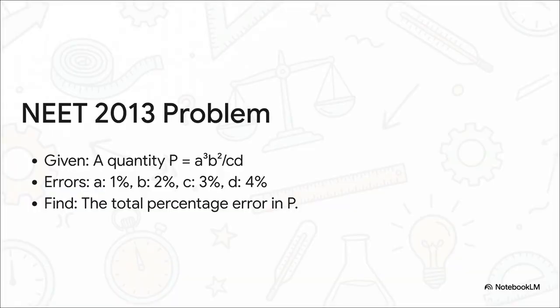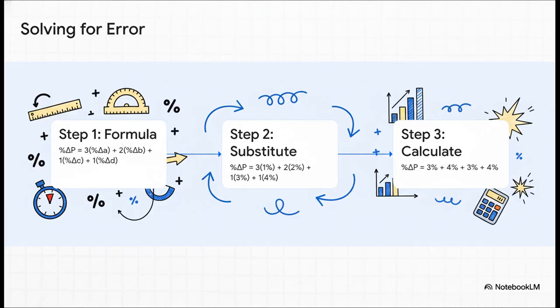All right, here's a perfect example from NEET 2013. We need to find the total percentage error in P, which depends on A, B, C, and D. And as you can see, they've given us the percentage error for each one of those measurements. So let's just use our rule.